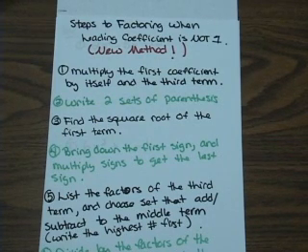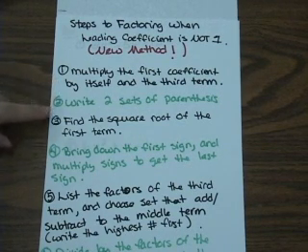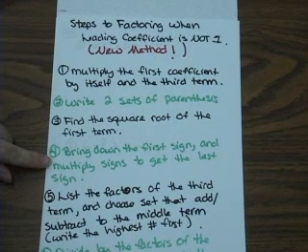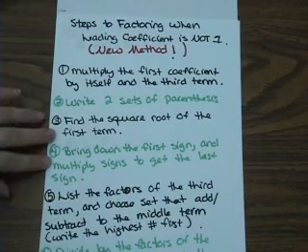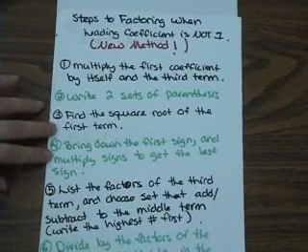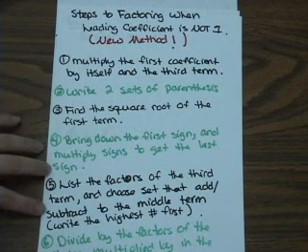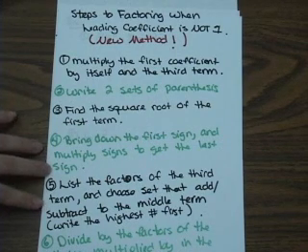And again, just like the last time when the leading coefficient was 1, we're going to write two sets of parentheses. We're going to find the square root of the first term. This is also the same from the other method. We're going to bring down the first sign and multiply the signs to get the last sign. This is also part of the last lecture. Then we're going to list the factors of the third term and choose the set that add or subtract to the middle term. Write the highest number first.